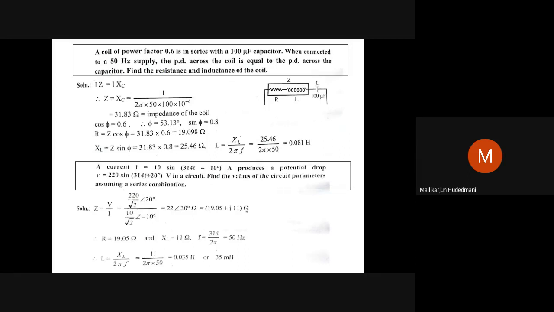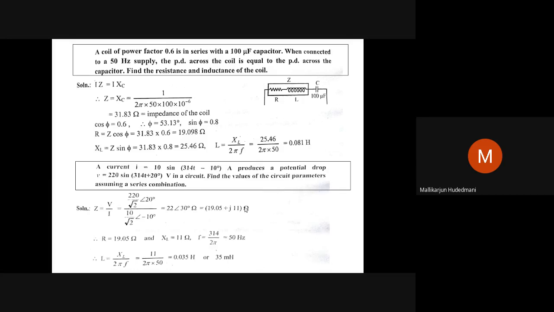A coil of power factor 0.6 is in series with a 100 microfarad capacitor. You should be very careful in understanding the statements. A coil of power factor 0.6 means it is an RL circuit, in series with a 100 microfarad capacitor, so it became RLC at the end. When connected to a 50 hertz supply, frequency is given, not the voltage.